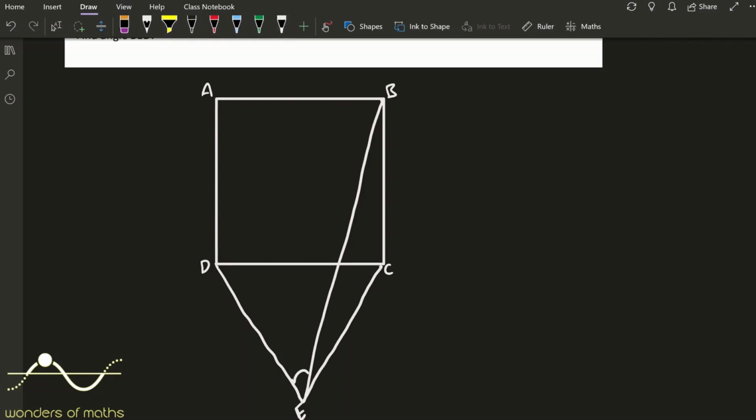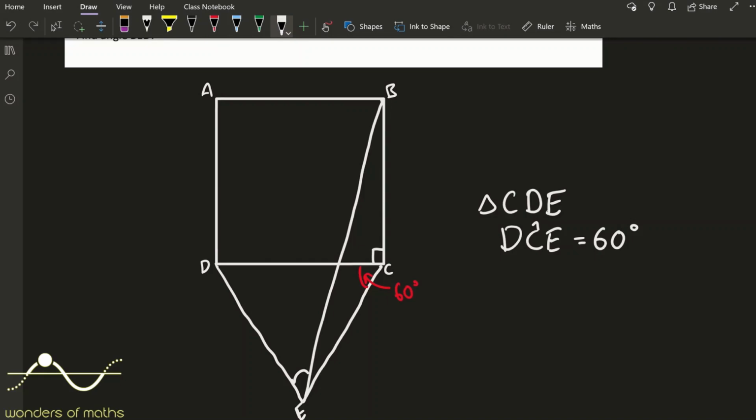The first thing we know is that ABCD is a square, which means that angle BCD is going to be 90 degrees. We also know that triangle CDE is equilateral, so we know that angle DCE is equal to 60 degrees, which I'm going to write in here with red pen. 60 degrees.